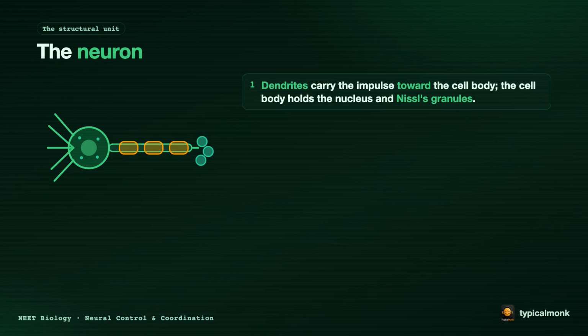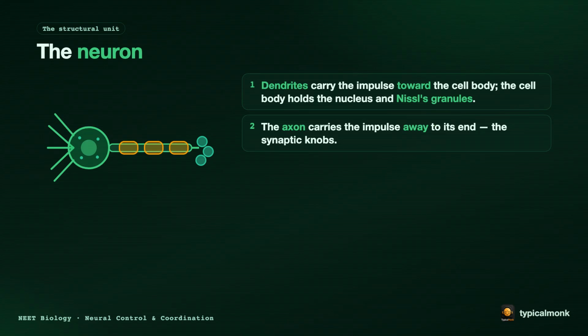Let's start with the neuron, the structural unit of the nervous system. The dendrites carry the impulse toward the cell body. The cell body holds the nucleus and the Nissl's granules. The axon carries the impulse away, to its end, the synaptic knobs.